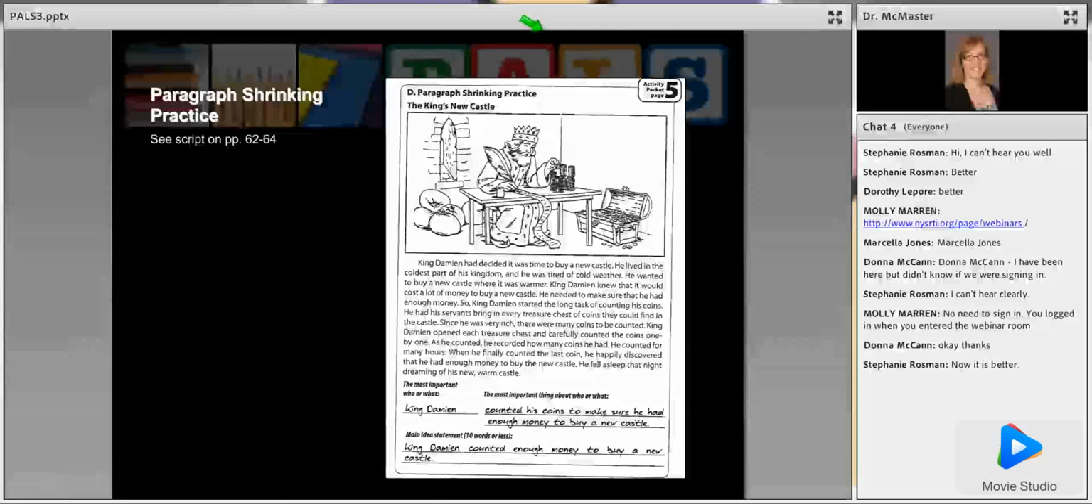So then you would give the students some time to discuss and then ask them who can name the main who or what. And students would hopefully have gathered from this paragraph that the main who or what is King Damien, and the teacher would say, very good, King Damien is the main who or what. So I'm going to write King Damien on this line below the most important who or what, because it's the first part of my main idea statement. And then the teacher would instruct the students to go ahead and write. I can't grab my arrow there, but you can see at the bottom of the page there's a line for them to write the most important who or what.